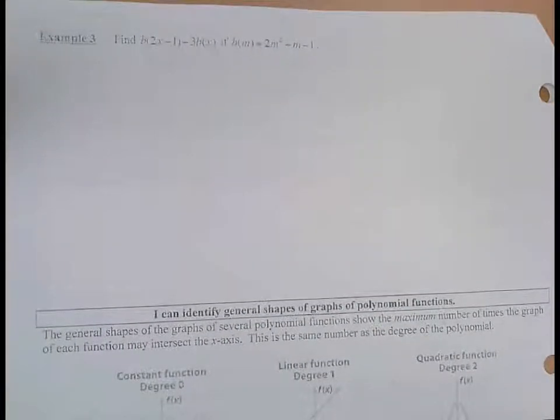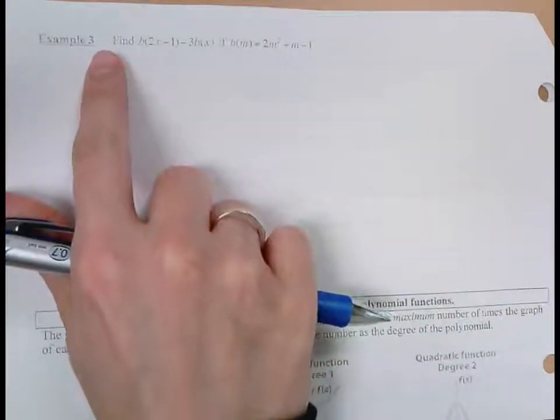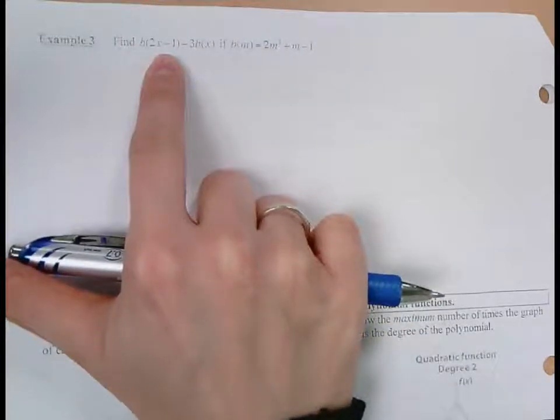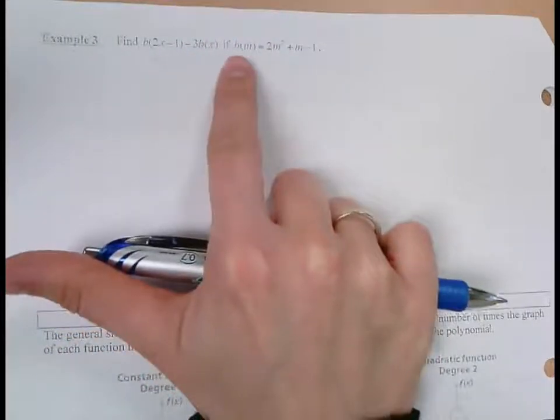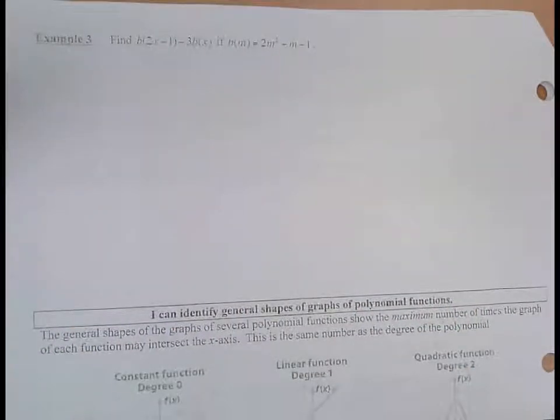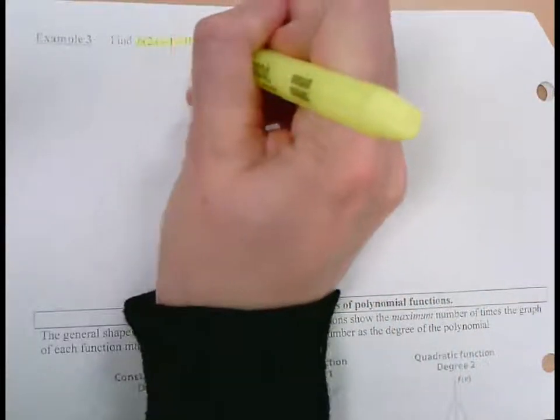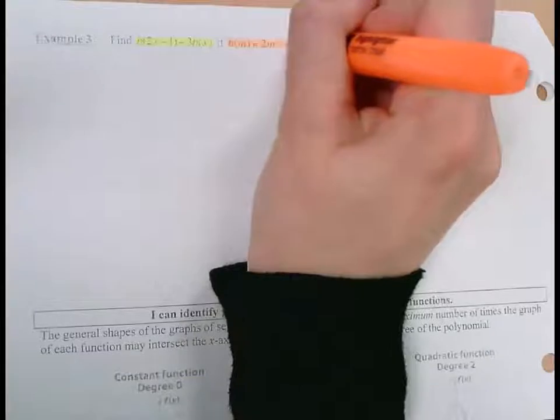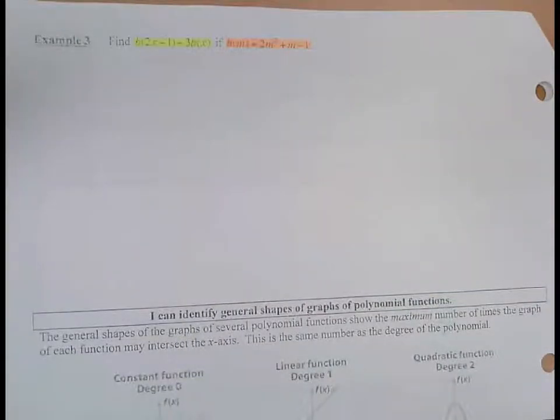However, your answer is not going to be a number because we're not just substituting a number in. So I'm going to read through this and then point out a couple things. It says find b of 2x minus 1 minus 3 b of x if b of m is 2m squared plus m minus 1. So I'm just going to highlight here, this is what we're trying to find. And then it says this is a function we are given. So we are using that function to find the rest.